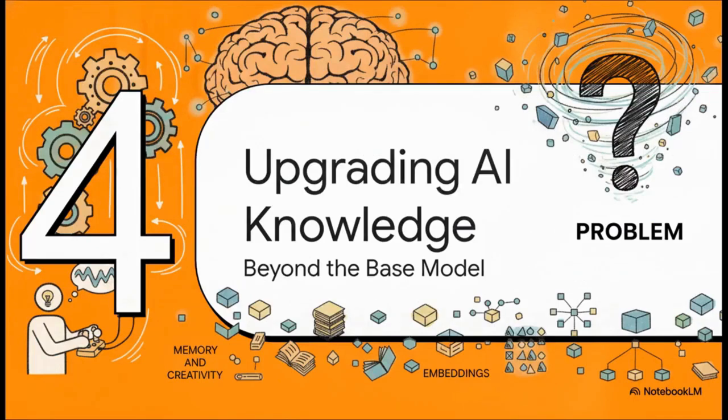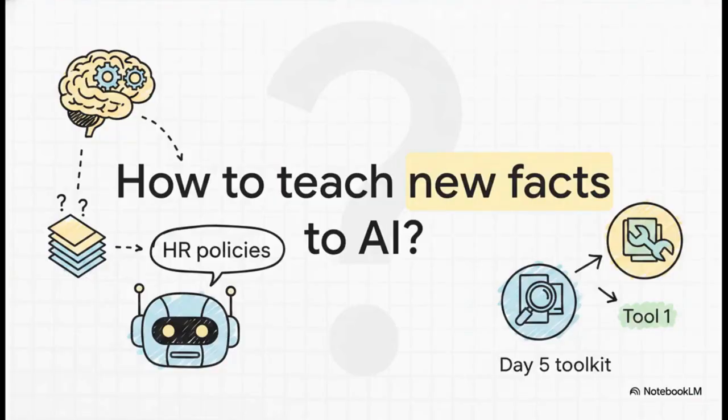Moving on, Section 4, upgrading your AI's knowledge beyond the base model. Now that the AI understands language and has memory, we need to solve the limitation of teaching it specific or private data. So think about this for a second. How do we teach the AI new facts it wasn't originally trained on? Say you want it to answer questions about some private HR policies your company wrote yesterday. The base model has zero idea those documents exist. So how do we fix that limitation?